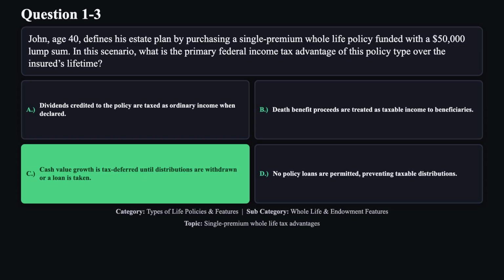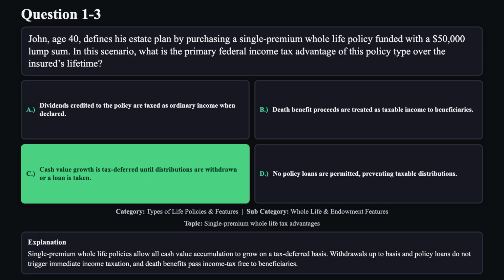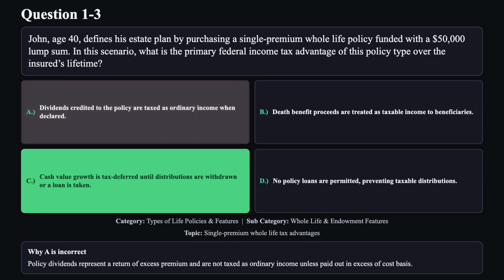The correct answer is C. Single premium whole life policies allow all cash value accumulation to grow on a tax-deferred basis. Withdrawals up to basis and policy loans do not trigger immediate income taxation, and death benefits pass income tax-free to beneficiaries. Reason A is not correct.